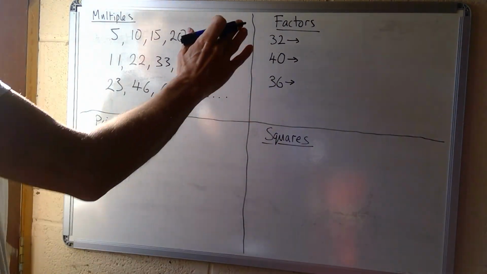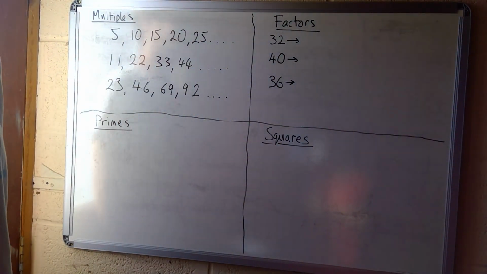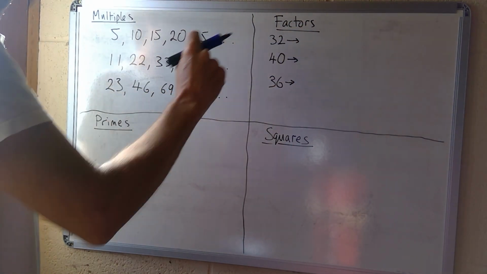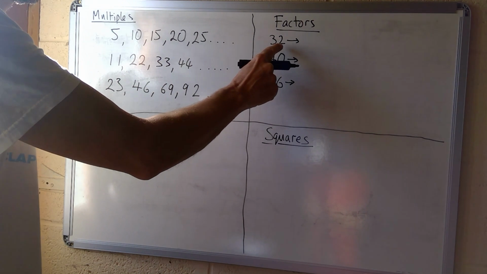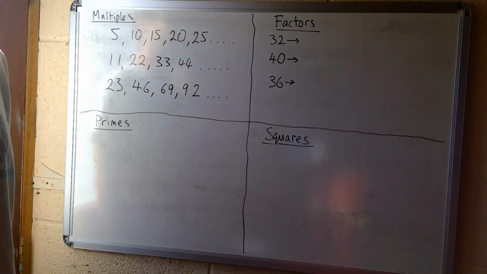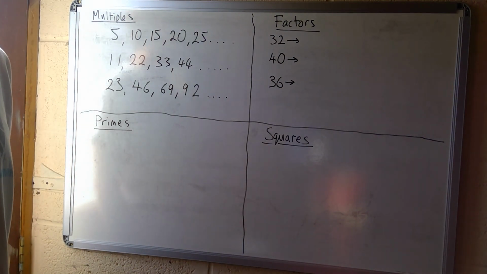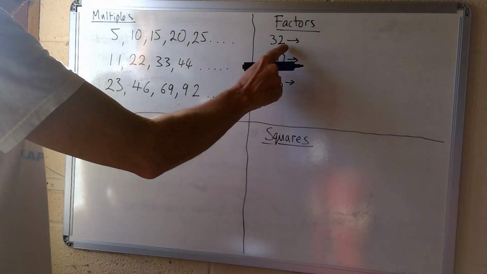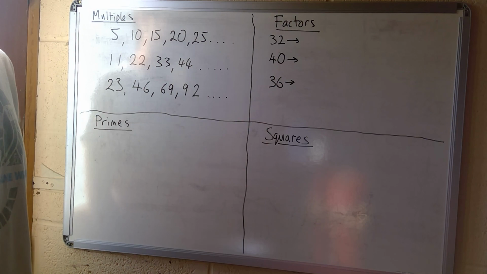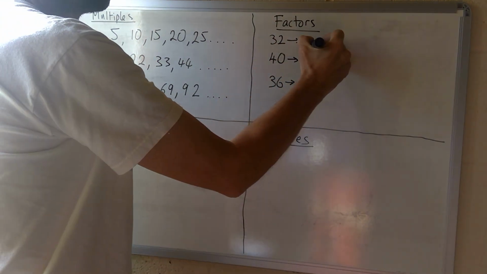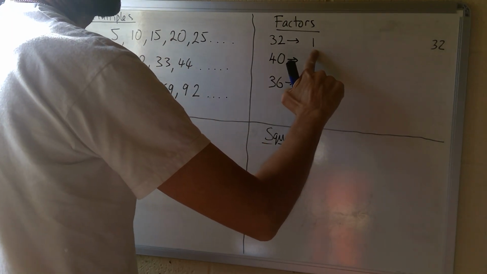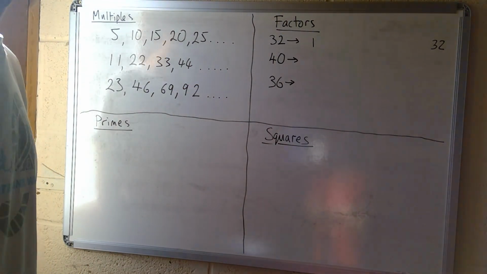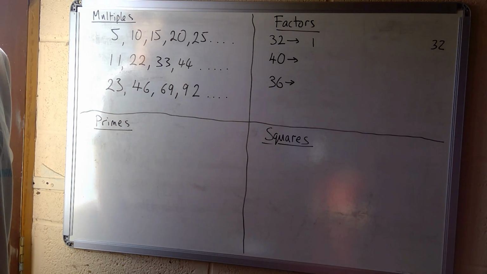Factors, people often get confused with multiples. Factors of a number are numbers that divide exactly into a number with no remainder. And these nearly always come in pairs. And thinking of them in pairs is a good way to think of them. So the factors of 32 will be 1 and 32. Notice I'm writing the smallest one at the start and the largest one at the end. That's quite a good way of doing it.